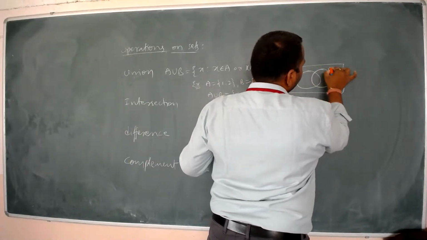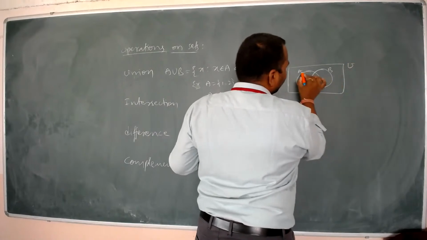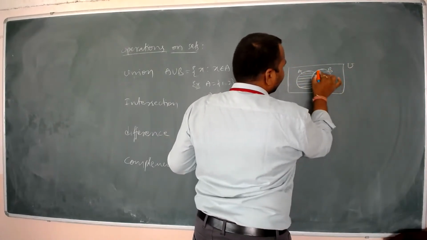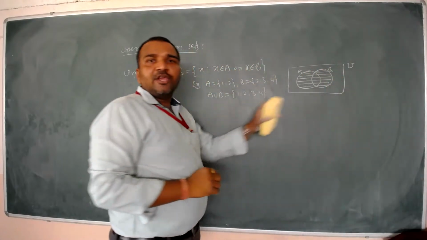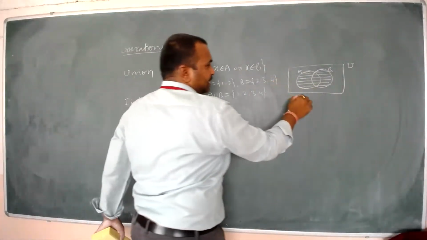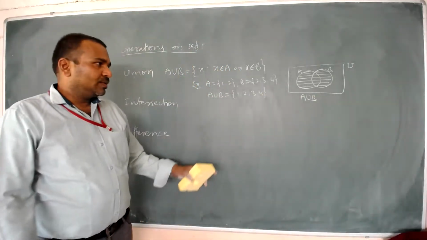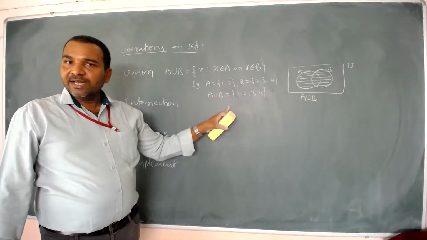This is A, this is B, this is the universal set. A union B is represented by this. The shaded part is called A union B. Clear? Venn diagram, definition, example.